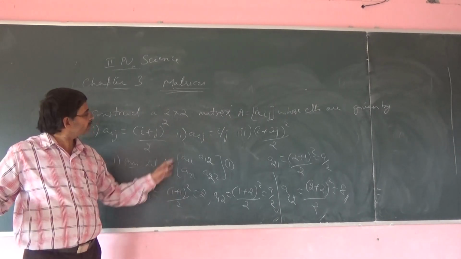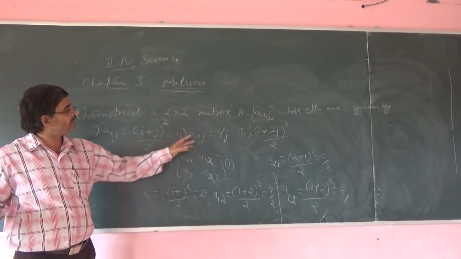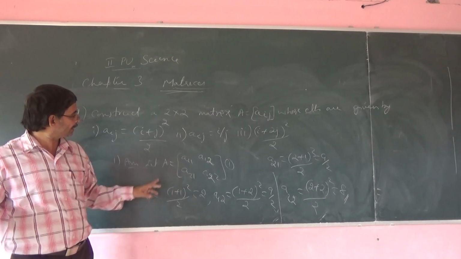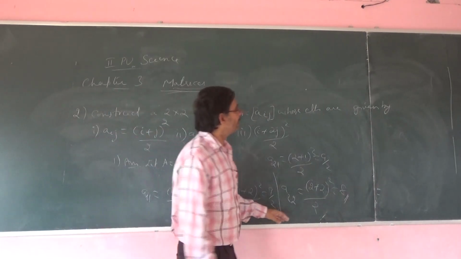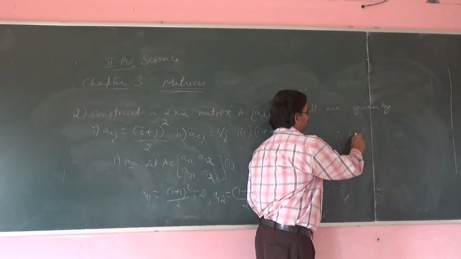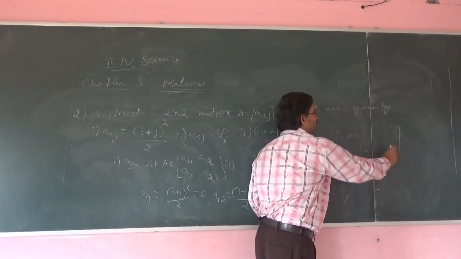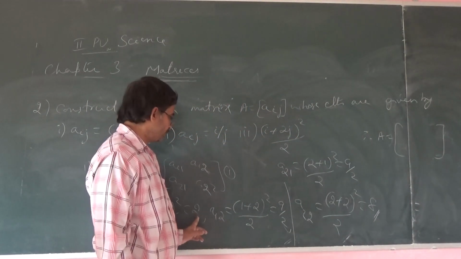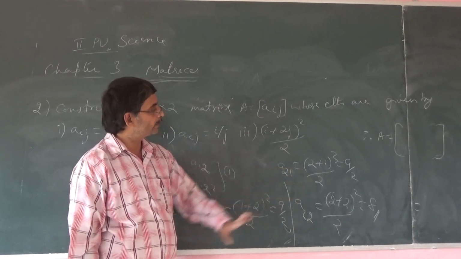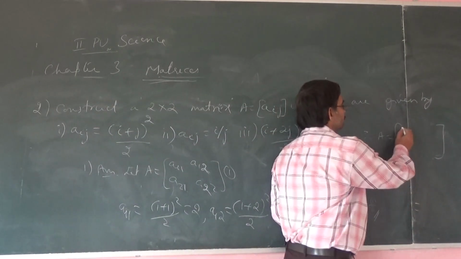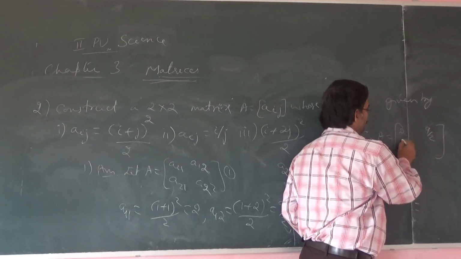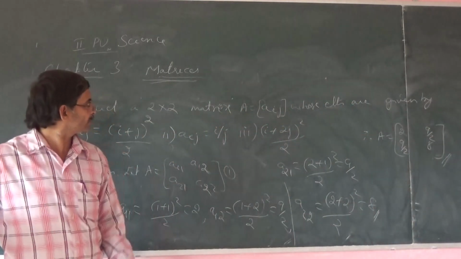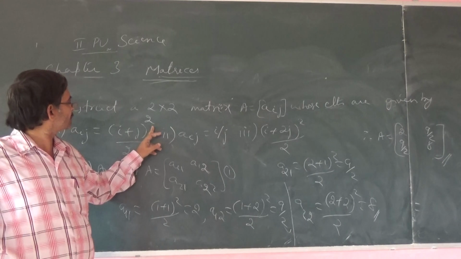Now same way you can fill the other two, Aij is I by j. The second problem is direct. First I will complete the first problem. Therefore A equal to, A11 is 2, next 9 by 2, next 9 by 2, and 8. This is the matrix A formed from the definition Aij equal to (I plus j) whole square by 2.